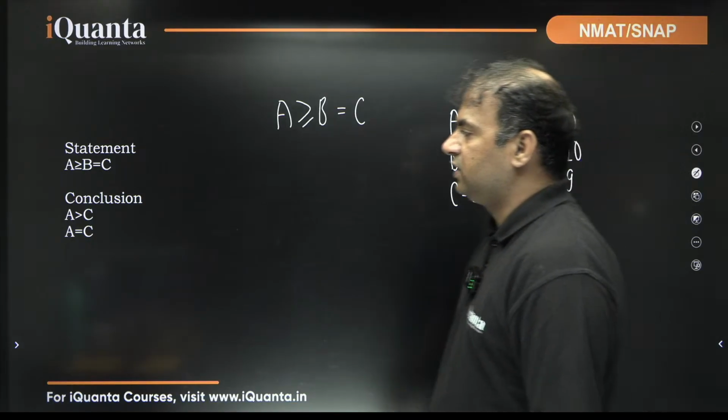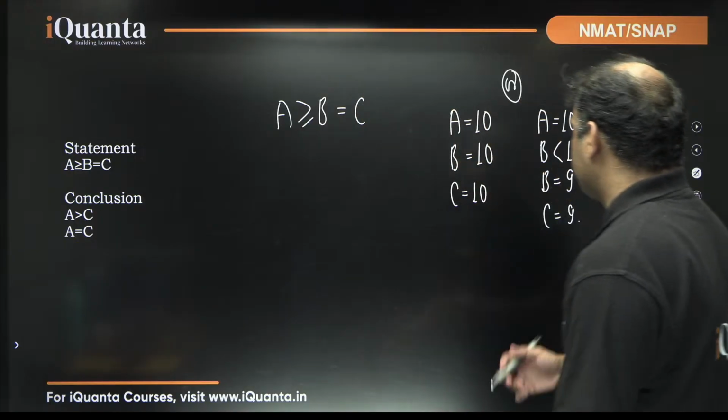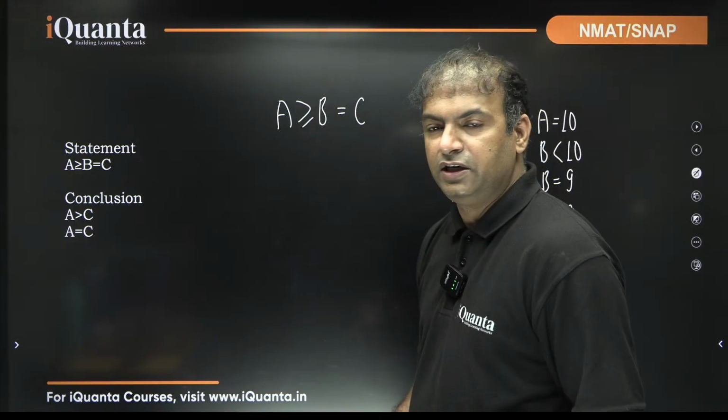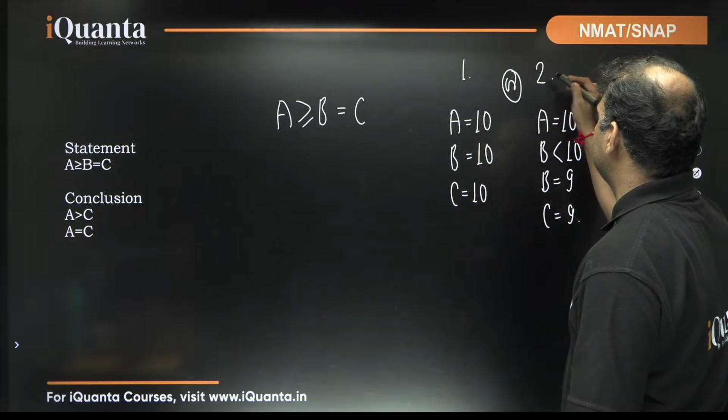Now let's look at the conclusions one by one. The first conclusion is that A greater than C. So what do you guys say? Is it definitely true? Actually not, right? This is true in the second case, but not true in the first case.